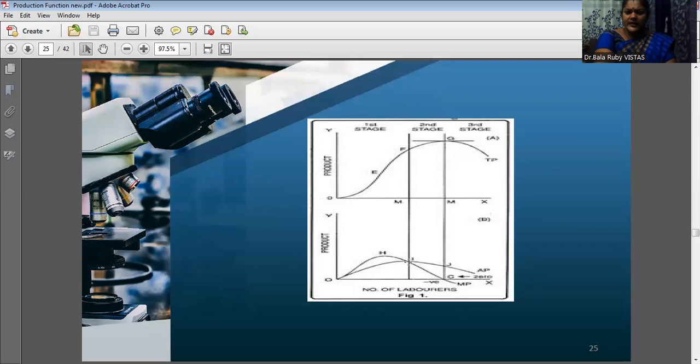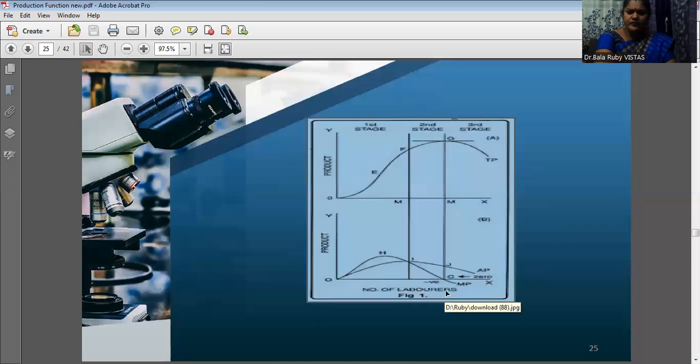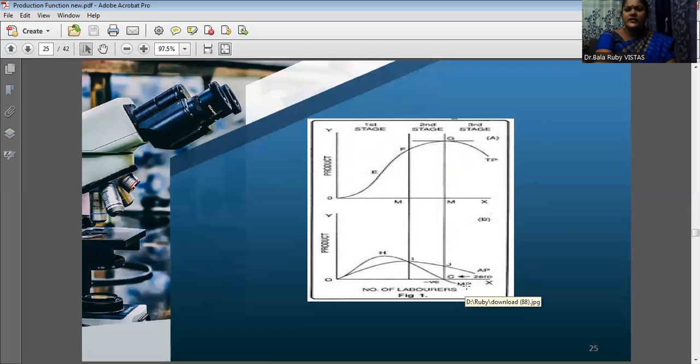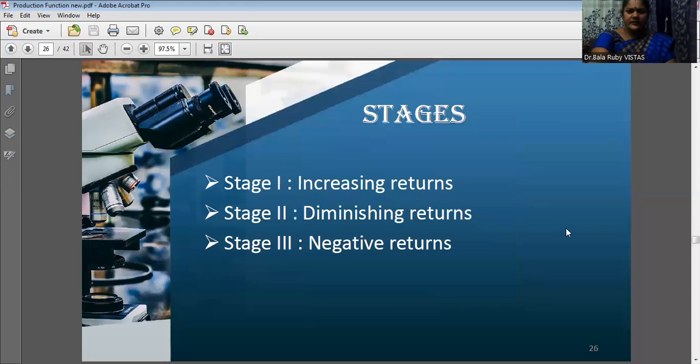Then if you see the second stage, both the average production curve as well as the marginal production curve continuously decline. At the end of the second stage, marginal production becomes 0. And if you see the third stage, total production declines, average production also declines. And if you see this marginal production, it becomes negative. So this is the explanation. See, I will clearly show in this PPT also.